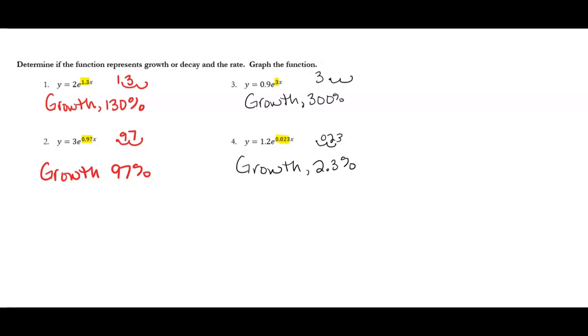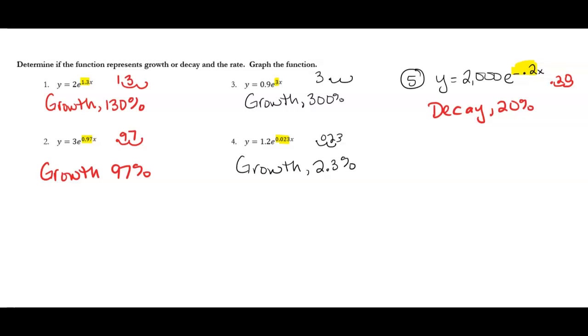Not quite sure why I didn't have any decay ones, but here, let's look at some decay ones. So y is equal to, let's say, 2,000. You start with $2,000, and you're spending it exponentially. So we'll do negative 0.2x. Because this is a negative number, that tells us that it is decay. And 0.2 as a decimal, I move over 2 places, so it's 20% decay.